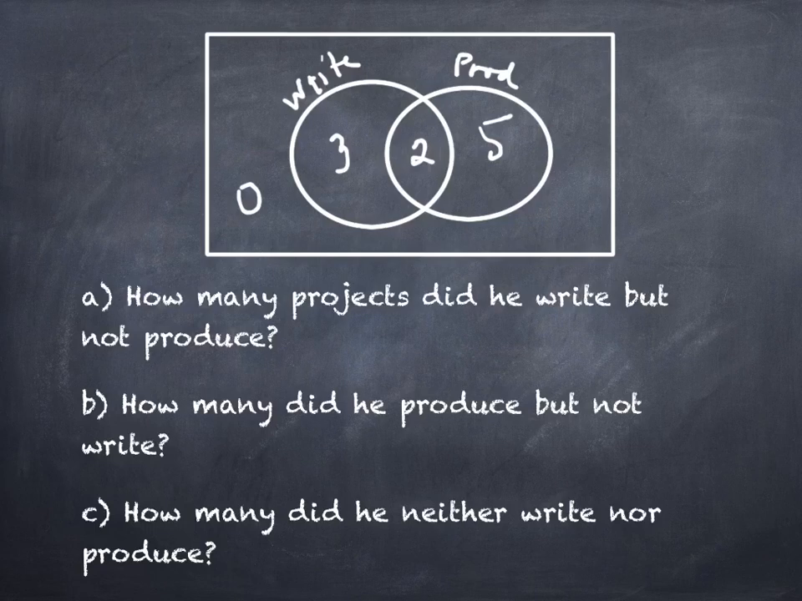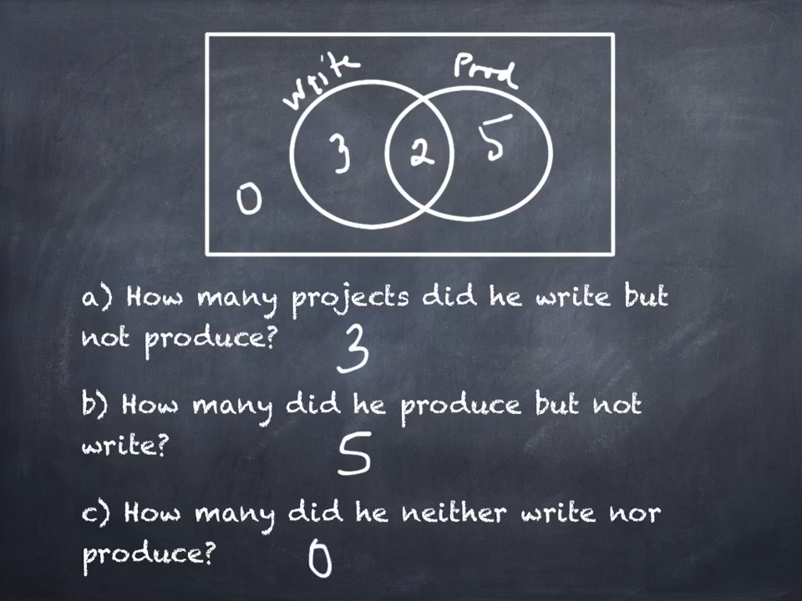And then we're going to take this one step further now. Okay, so we turned this into language. That's new on this problem. The other thing on this problem that we need to do is we need to answer some questions based on this picture that we created. So question A says, how many projects did he write and not produce? 3. How many did he produce and not write? 5. And how many did he neither produce nor write? 0.